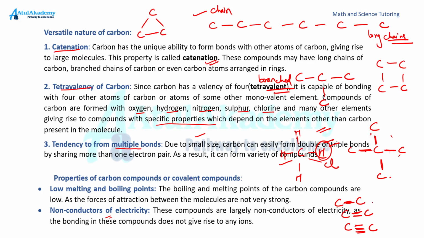They are non-conductors of electricity as these compounds do not form any ions. They are formed only by sharing of electrons, and in sharing of electrons, no ions are formed. Hence they are non-conductors of electricity, because for conducting electricity, we know that when we put compounds in a solution in water, they give out ions, but covalent compounds do not give out ions. So these are the properties of carbon compounds: they have low melting points and they are non-conductors of electricity.